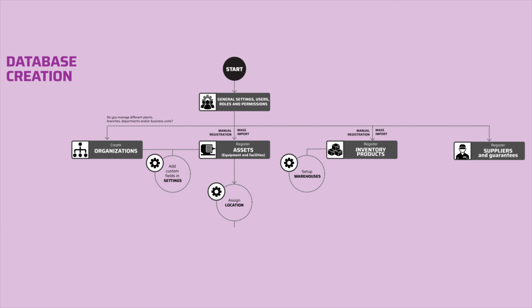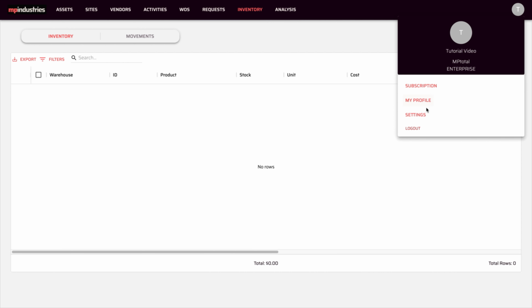So far, we've set up our general settings, roles, and users. We've created organizations, units, departments, or plants. We've added our assets by including custom fields in the settings section. We've created our hierarchy by assigning locations to these assets. And we've demonstrated the functions of our tables. To move on, we'll add our inventory products so we can use them in subsequent activities.